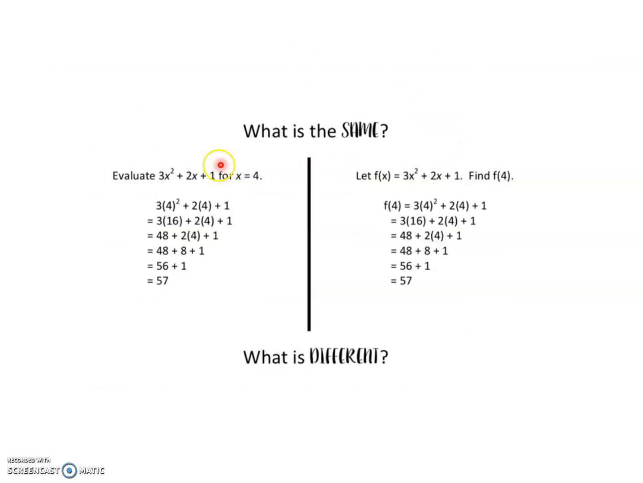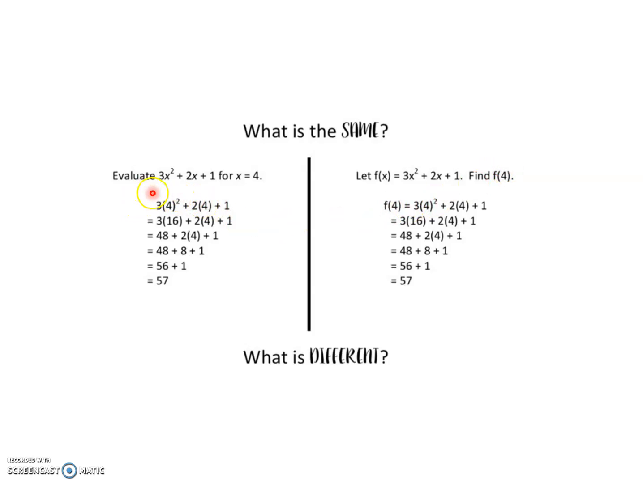What is the same? Yes, let us check. Suppose the left hand side is 3x square plus 2x plus 1 for x equal to 4. 3 into 4 square plus 2 into 4 plus 1. 3 into 16 plus 2 into 4 plus 1. 16 into 3 is 48. 2 into 4 is 8 and 1 remains the same. 8 plus 1 is 9. 9 plus 48, that is 57, is the final answer.